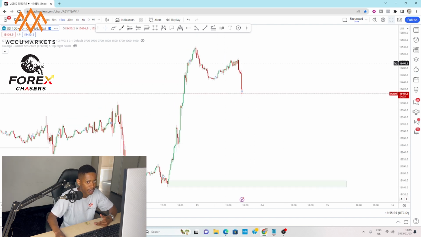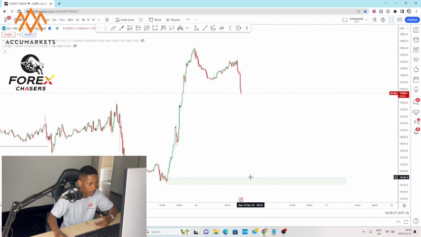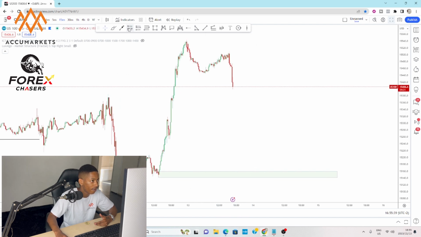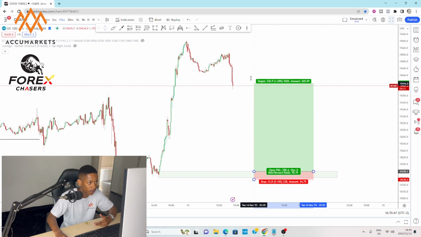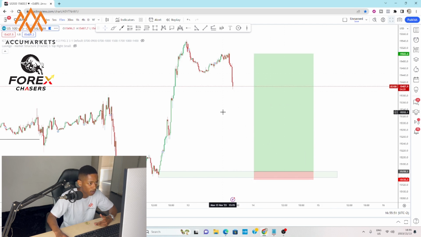So what I mean by that is, since I know that I want to buy here, it's more like buying like this, stop loss just below here, which is more like this, and take profit just at the top, at the lowest high, which is here, so close to a 14%.